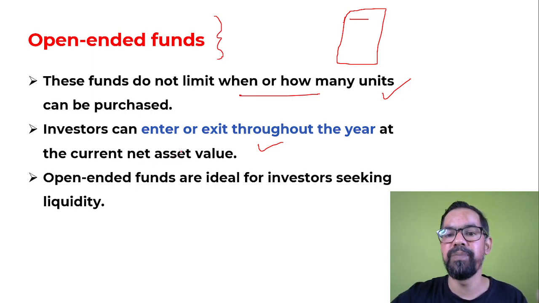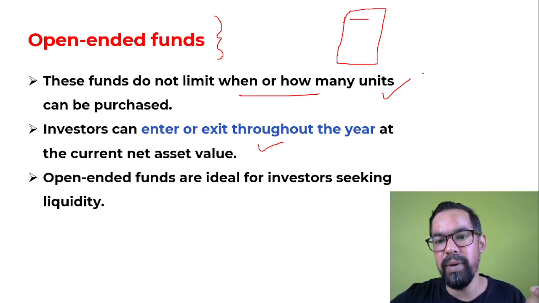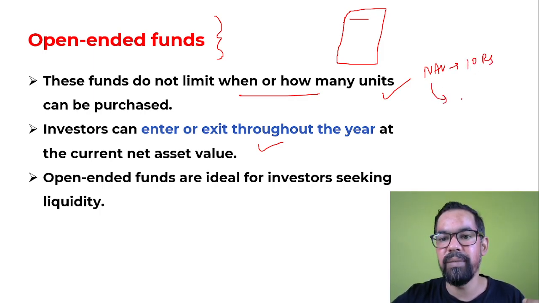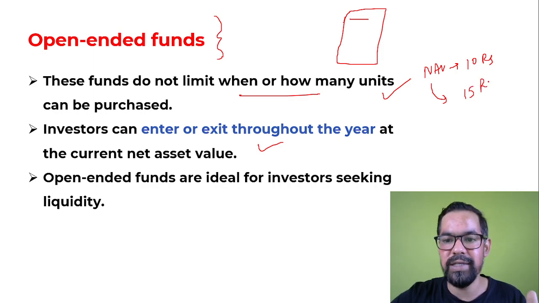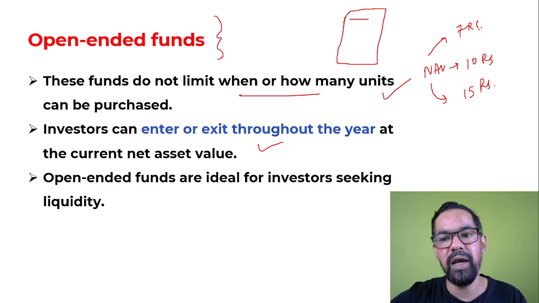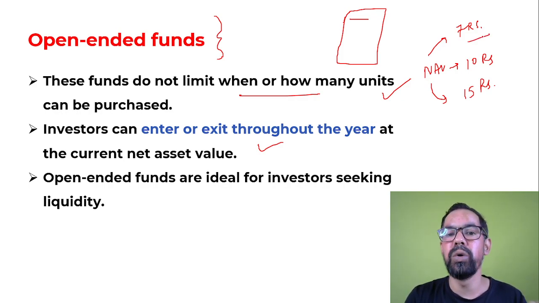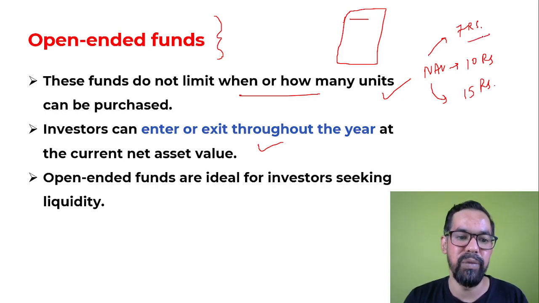Let's say you buy a mutual fund, and at the time of buying, the NAV, net asset value, was 10 rupees. After some time it becomes 15 rupees, so you can sell it. Or let's say after some time it becomes 7 rupees, again you can sell it. That totally depends on investor sentiment.